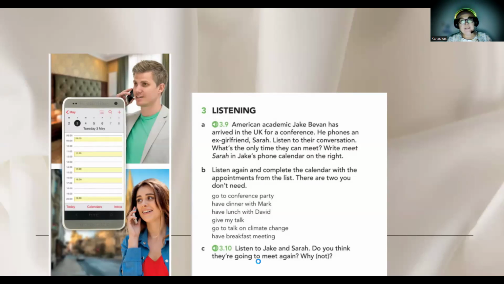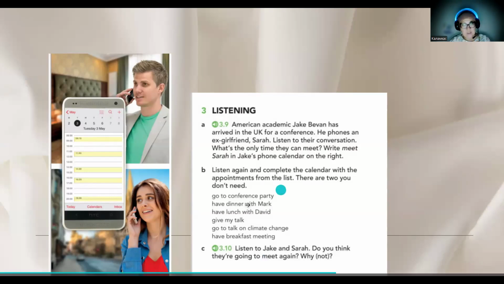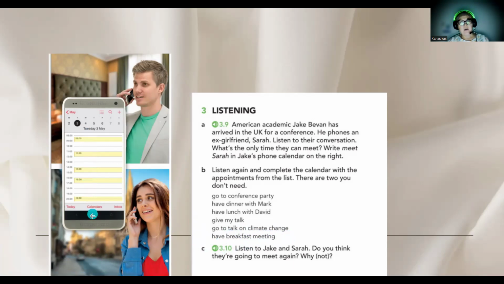Listen again and complete the calendar with the appointments from the list. There are 2 you don't need. Go to conference party, he mentioned it, have dinner with Mark, have lunch with David, give my talk, go to talk on climate change, have breakfast meeting. So you should put these appointments.